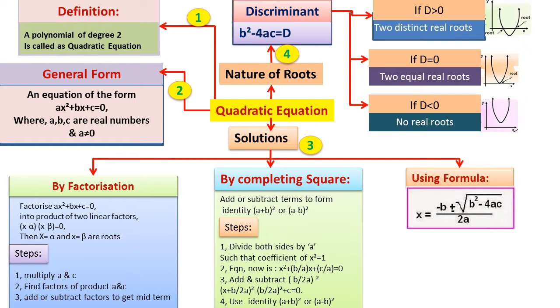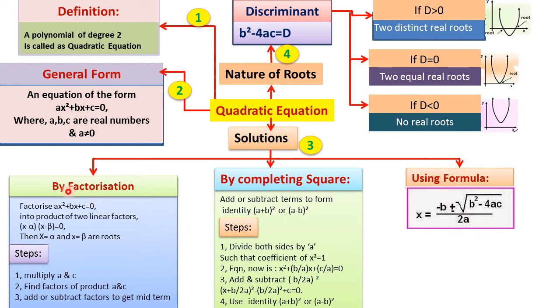plus c equal to 0, where a, b and c are real numbers, and a should not be equal to 0 here. If a is equal to 0, then it cannot be called a quadratic equation, and it will be a simple linear equation. So how do we solve such a quadratic equation of degree 2? There are three different methods. One is by factorization, the second one is by completing the square, and the third one is using the formula.